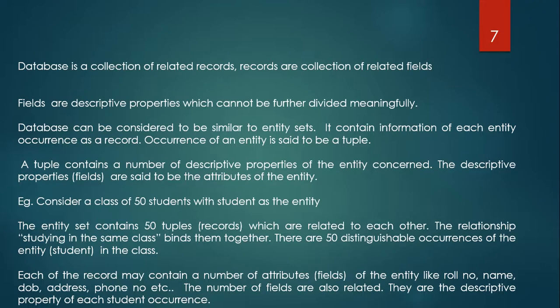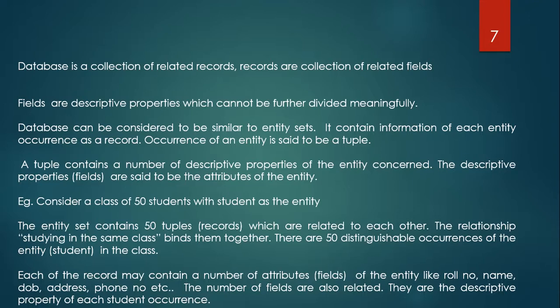It together forms a meaningful data. So an attribute name cannot be further divided meaningfully. Roll number, if you are saying the roll number as 101, then there is no point in saying that the roll number is 1, 0, 1. I mean, together 101 forms the roll number. You just cannot split it like that.